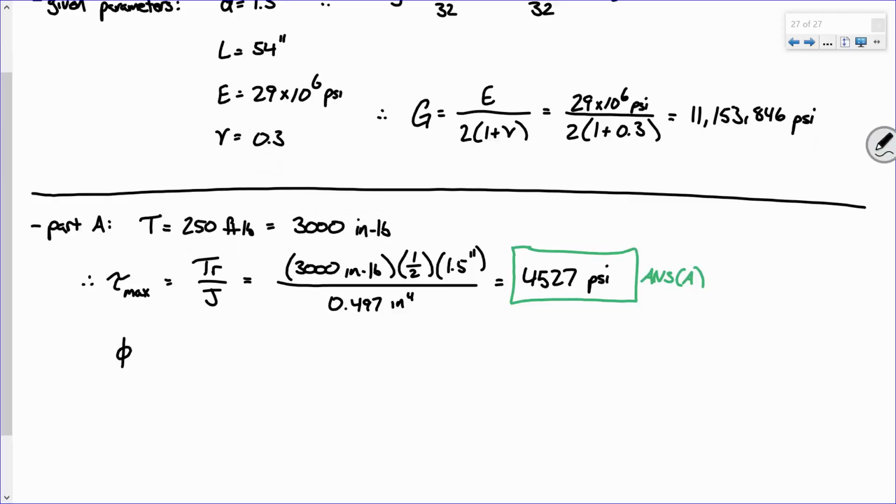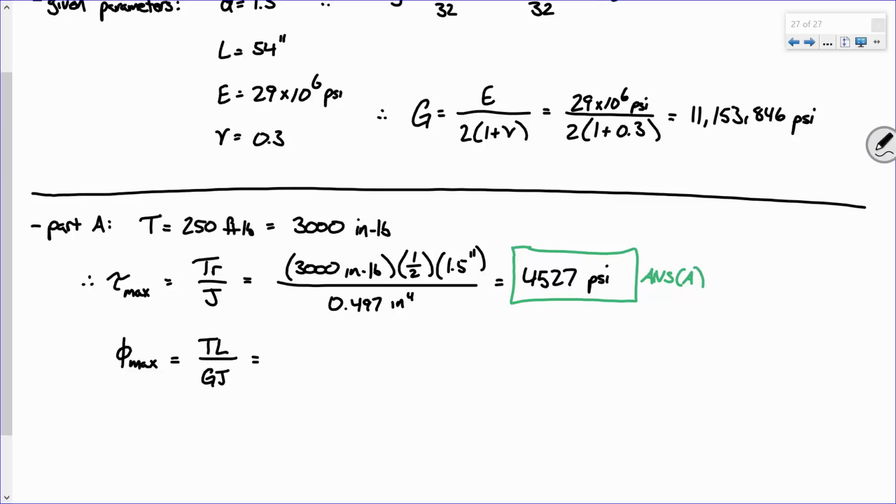Now, we have a constant torque and a constant J. So how do I find phi max? And somebody mentioned this earlier. There we go. TL over GJ. Okay. So let's plug and chug. Let's see what we get.